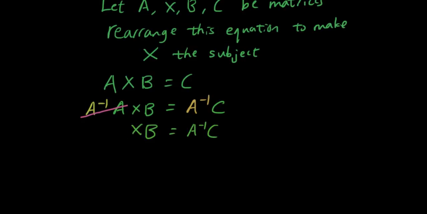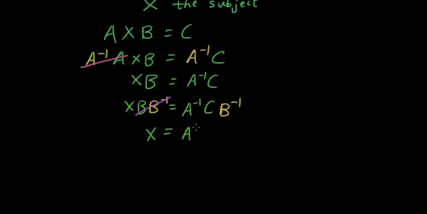Now I'm going to multiply both sides by B inverse. And then B times B inverse, that'll cancel each other out. So we're left with X equals A inverse times C times B inverse. Okay, so we're now going to use this concept to solve a harder matrix equation.